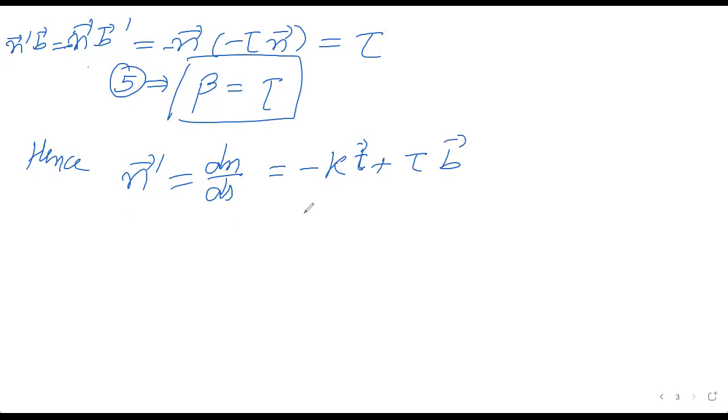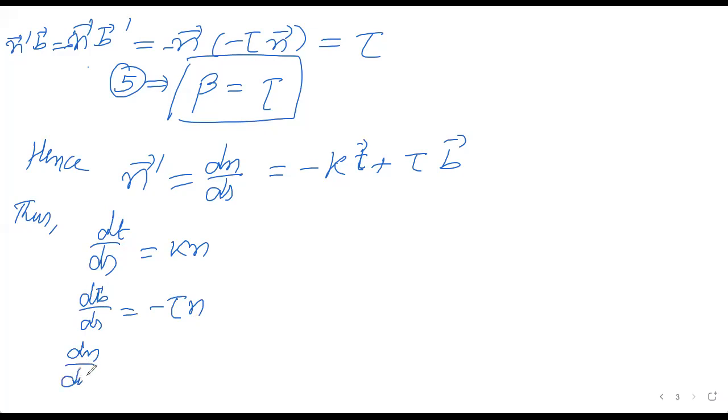So it means you got a relation between the derivative and this. Thus, you can write, thus dt over ds is kappa n, db over ds, it was minus tau n, and dn over ds, which you just calculated, which is minus kappa t plus tau b. Am I audible?